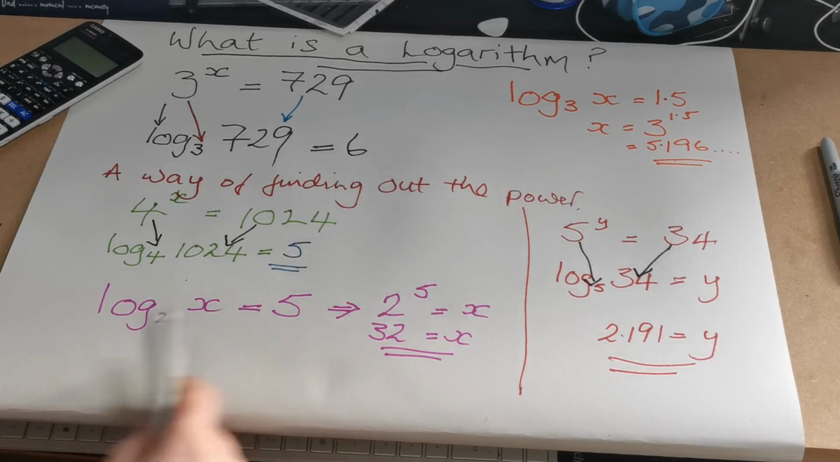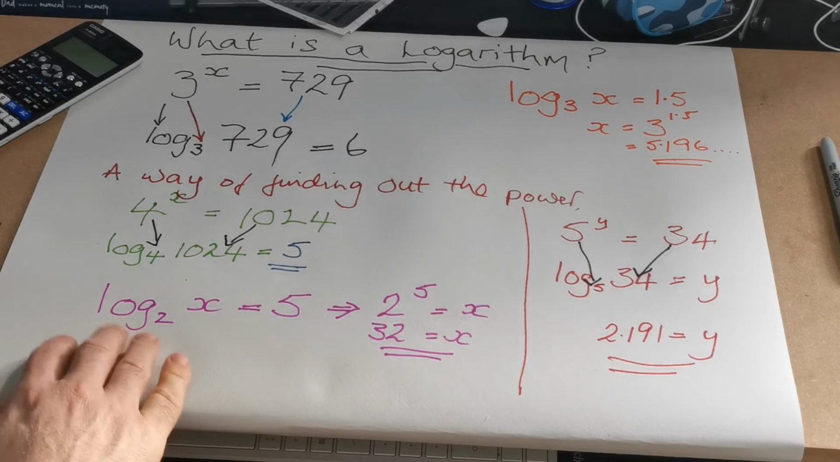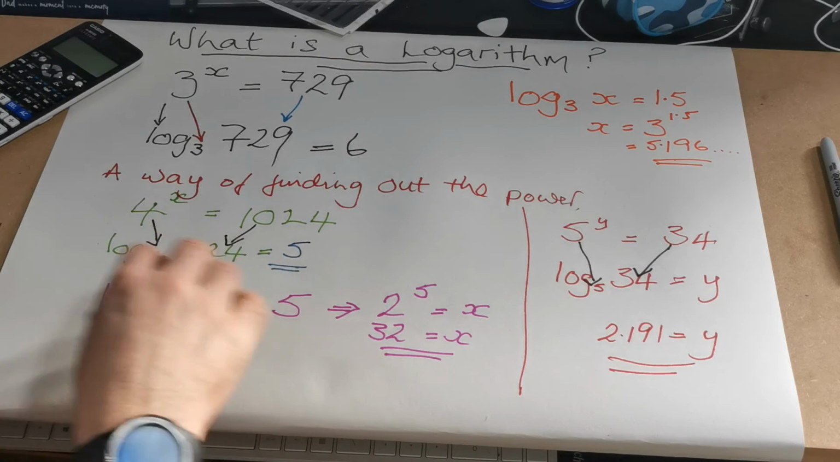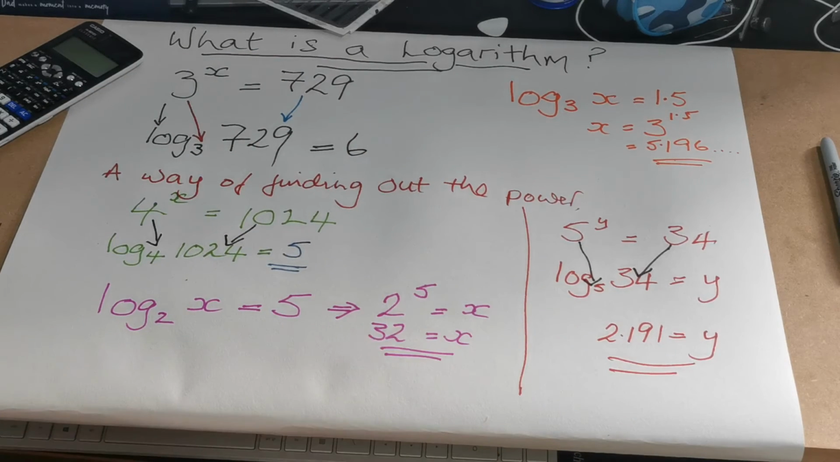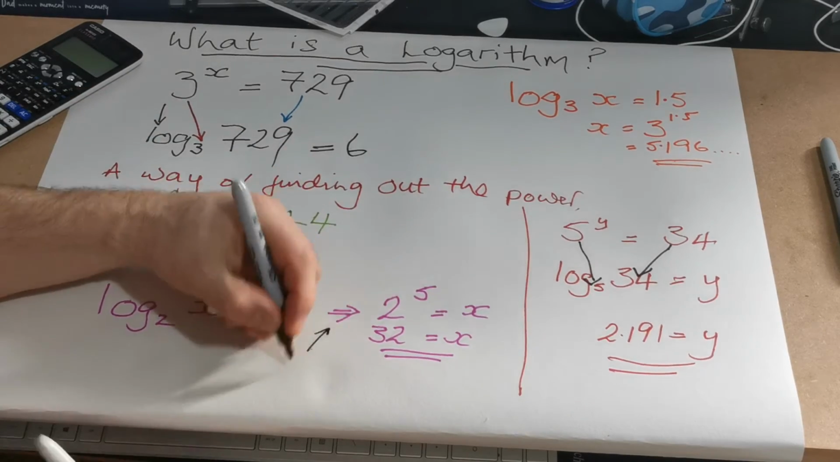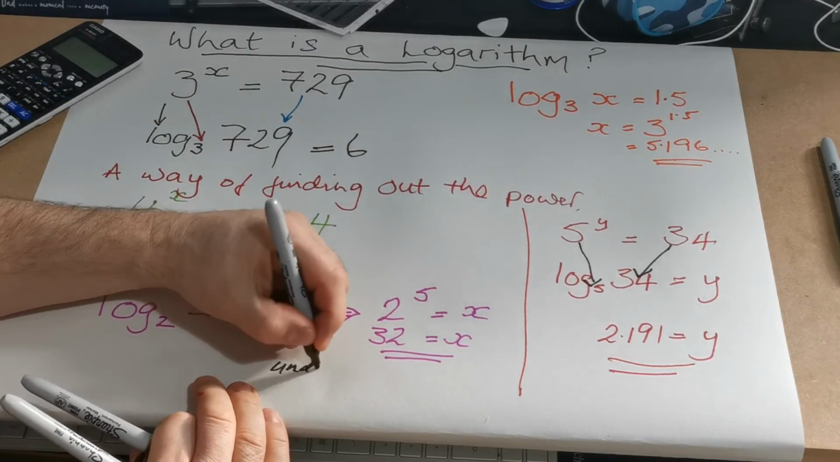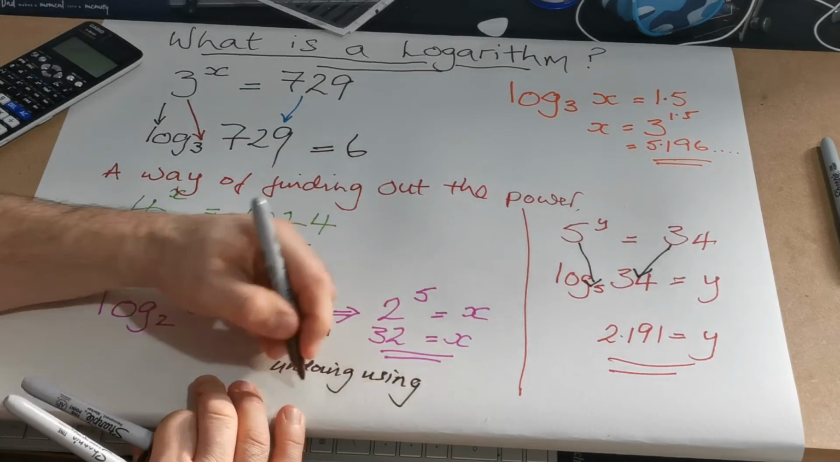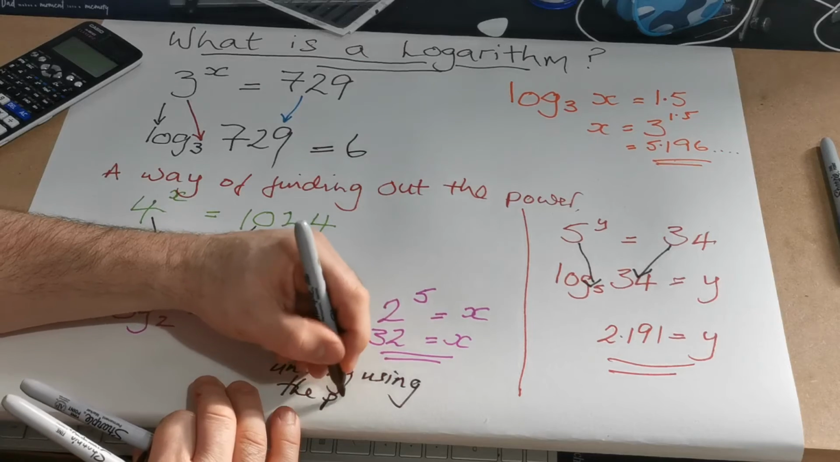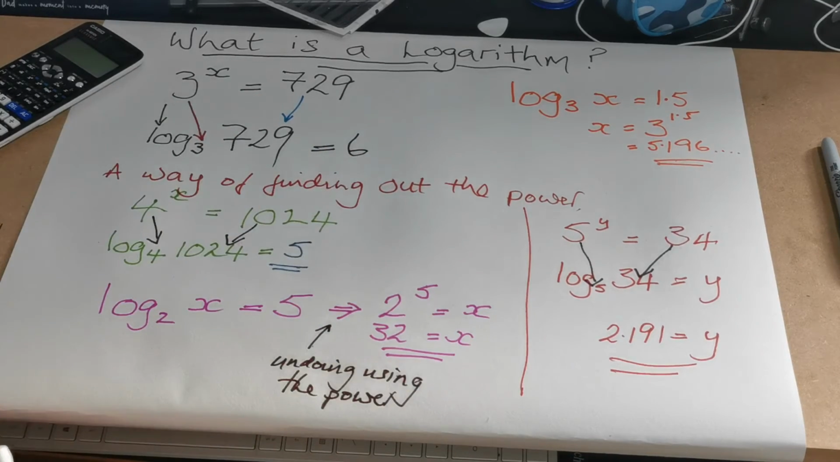And on these other ones, it's important that you realise if you're given a log, the way to undo the log is to go back to the power again. So we're sort of undoing using the power. So if log to the base 2 of something is 5, then that something must be 2 to the power of 5.